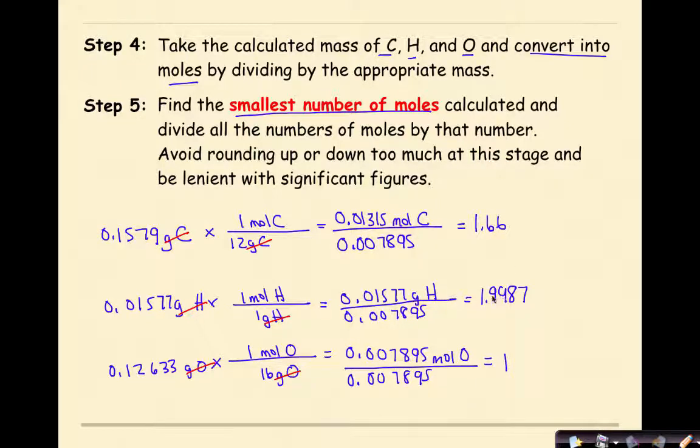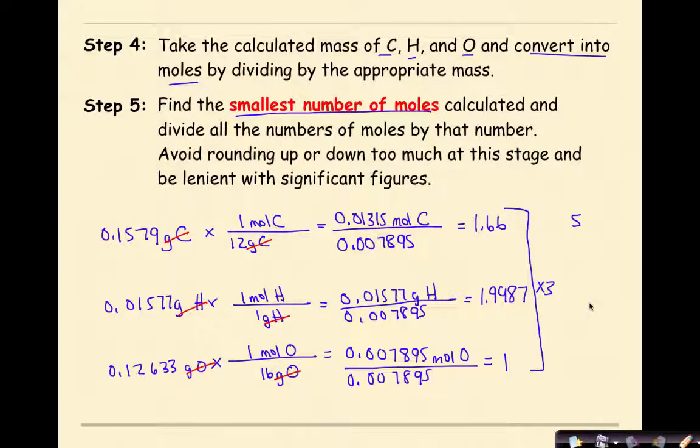Now for the hydrogen, that's close enough that if we wanted to round that up to 2, I'd feel pretty comfortable with that. But the 1.66, I don't feel comfortable rounding that up to 2. So I know that I can multiply all of these by 3 and get whole numbers for everything. So 1.66 times 3 is going to give me 5.